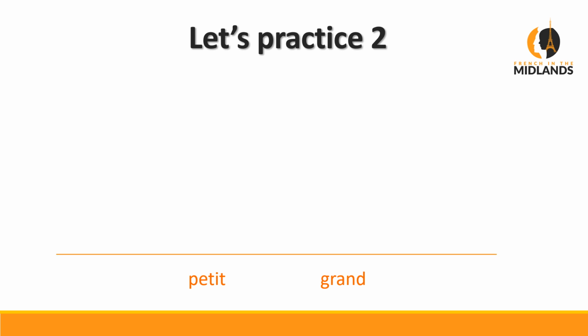Now let's do a different type of practice. We'll practice the des, which means some, with petit and grand from the previous lesson, small and big. Petit is the default masculine form. When you're talking about something feminine, it becomes petite, because of course the adjective has to agree with the object that's been talked about or the person. Grand, feminine form, grande. All you do is you add an E on the end. Let me show you.